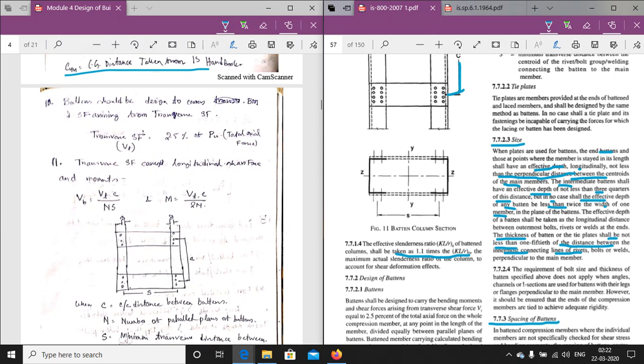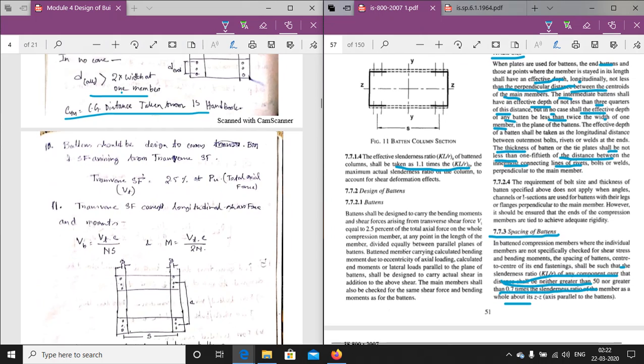Now coming to the forces in the batten. What are the forces coming to the batten plates? Now the batten shall be designed, this is step number 10. The batten shall be designed to carry the bending moments and shear force arising from the transverse shear force Vt equal to 2.5% of the total axial force on the whole compression member. We know the total axial force coming to the whole compression member, that is the Pu. So if you know the Pu, then the total transverse shear force coming to the batten plate will be equal to 2.5% of the Pu, as per the code value.